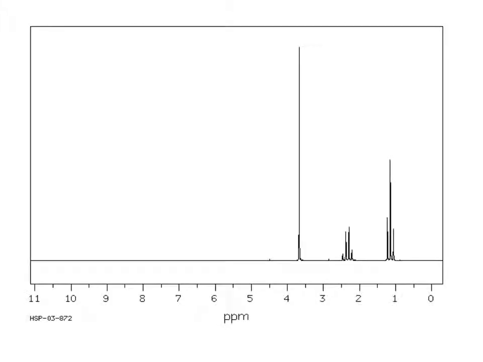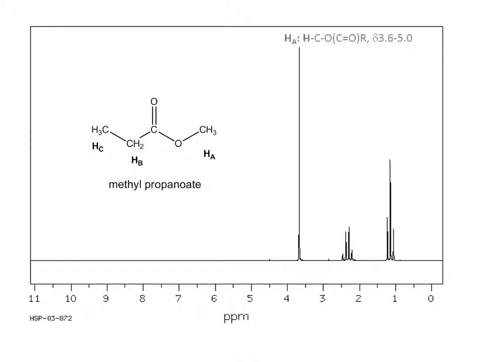Let's take a look at the chemical shifts of each unique set of protons found in the compound methyl propanoate. Protons in the CH3 group attached to oxygen, which we'll label HA, are the same as H attached to C attached to O, which is attached to C double bond O, and that carbon is attached to R. This is an ester, and the chemical shift range is between 3.6 and 5.0, as you can see for that peak.